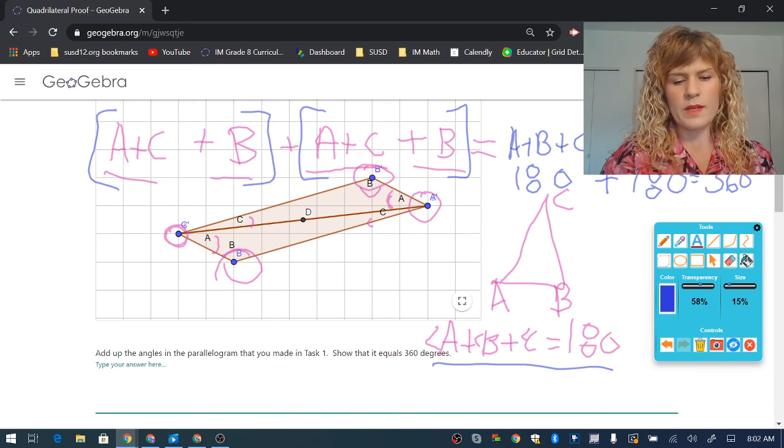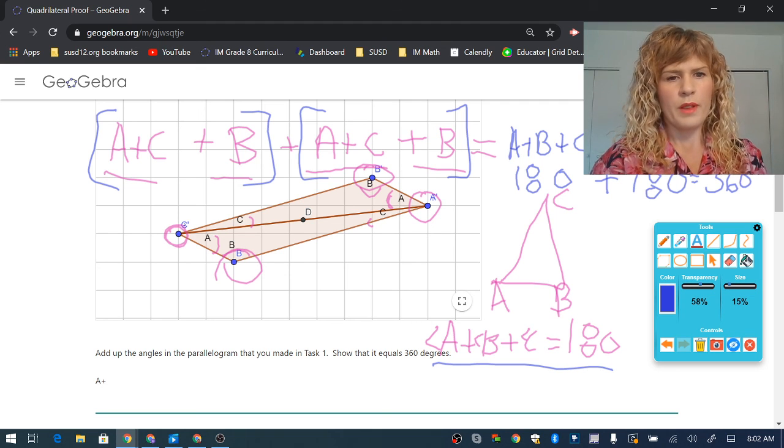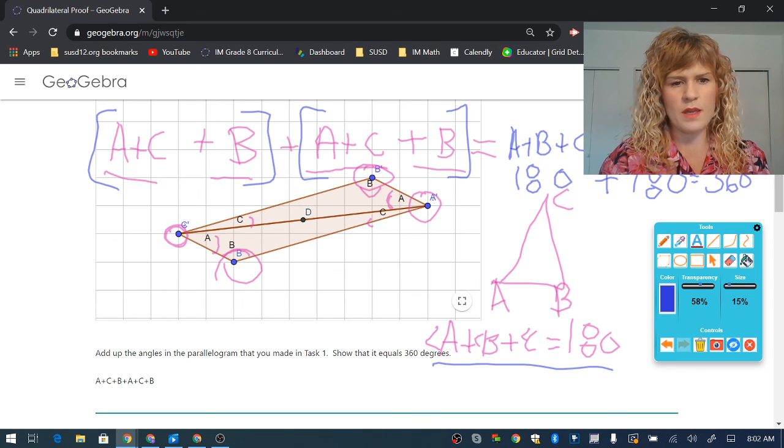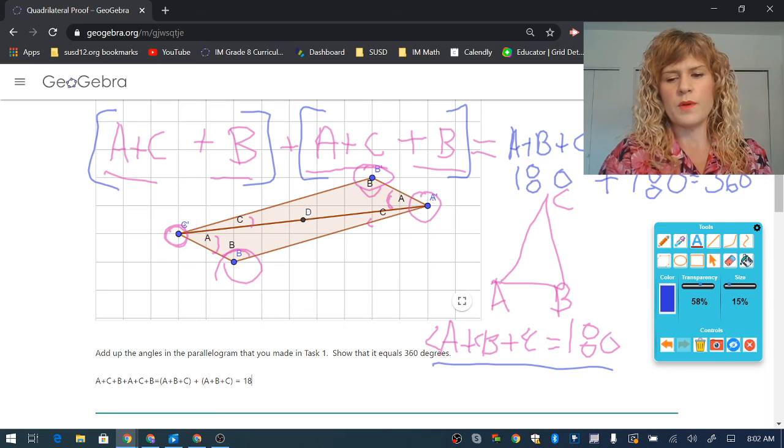Add up the angles in the parallelogram. Okay, it is A plus C plus B plus A plus C plus B. And that equals, I'm going to use parentheses here, A plus B plus C, and A plus B plus C. I'll just show it this way to help my teacher know I'm really thinking about this. And that equals 180 plus 180, which equals 360 degrees.